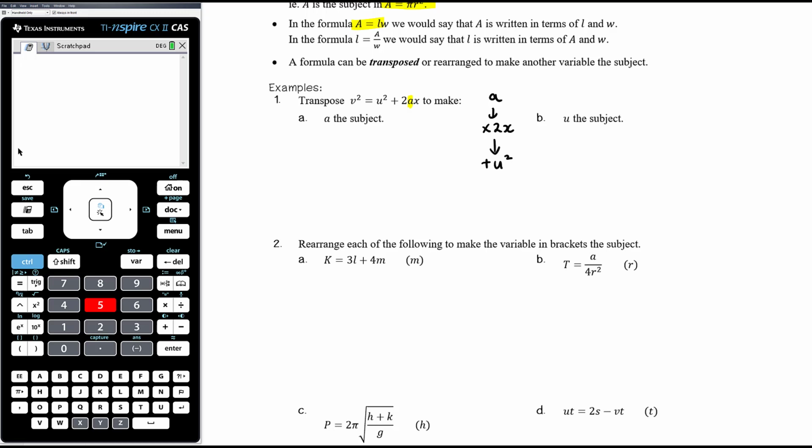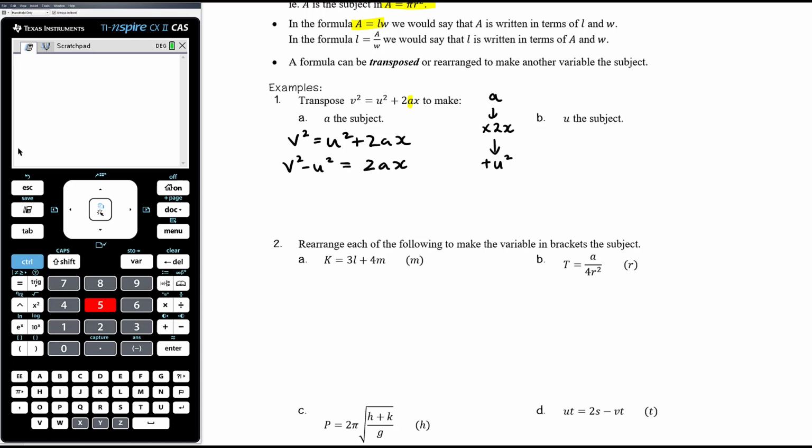So the first thing we're going to do here to get a on its own is to subtract u squared from both sides of the equation. That's undoing that step, okay? So I'm just going to write out the original formula. v squared equals u squared plus 2ax. If I subtract u squared, I'm going to get v squared minus u squared equals 2ax.